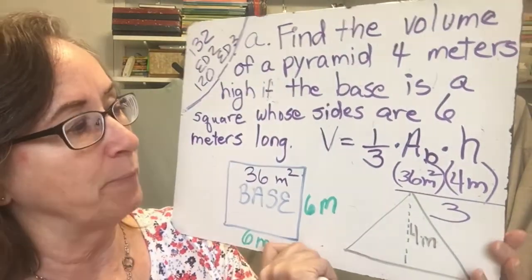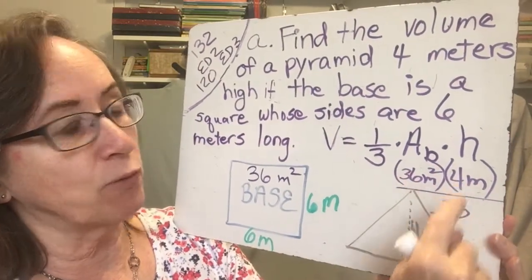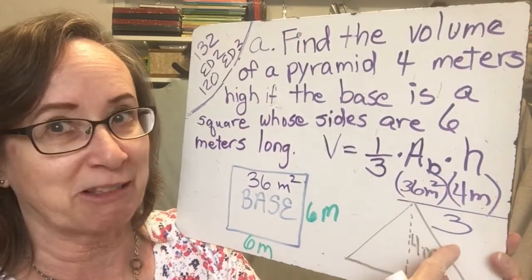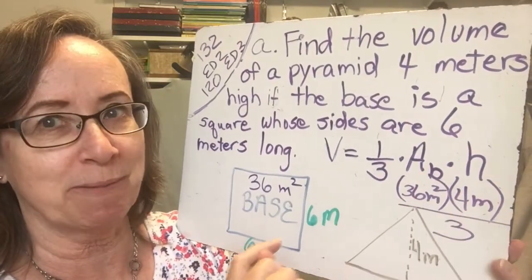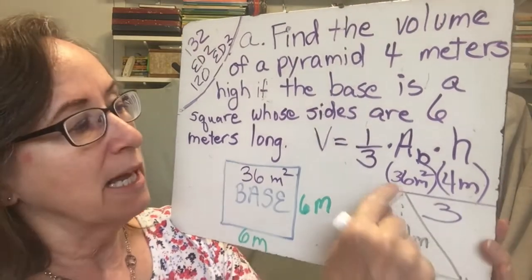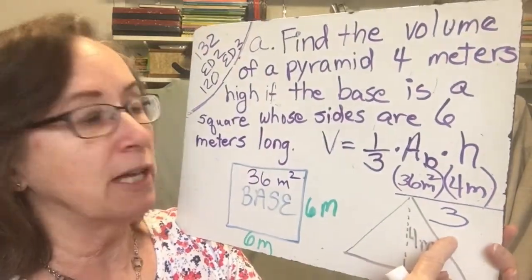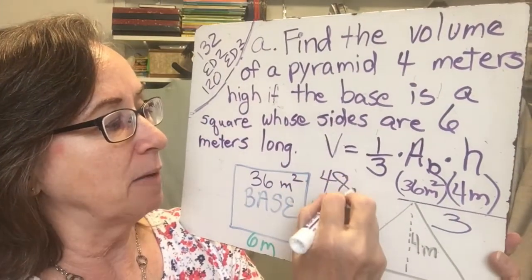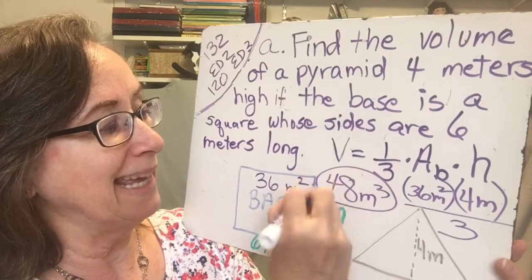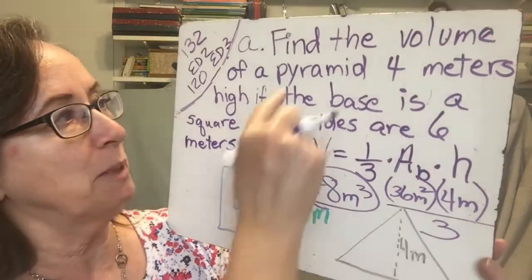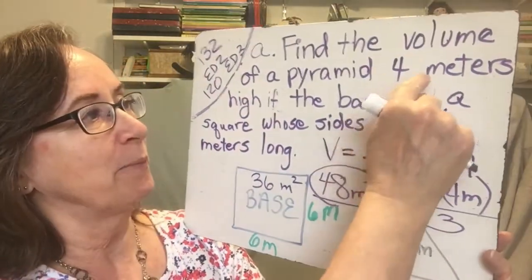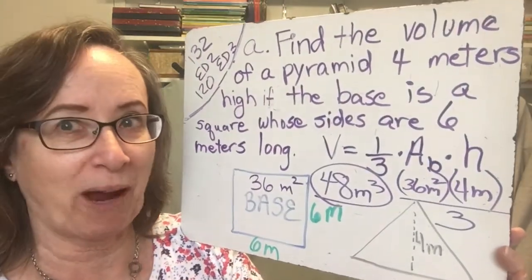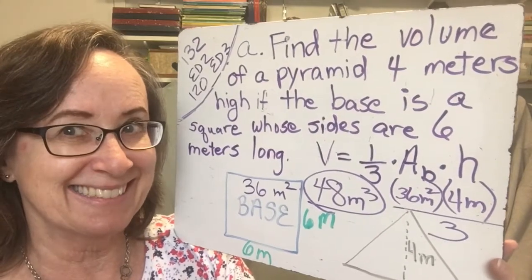That's volume, isn't it? So we've got 36 times 4 divided by 3, but wouldn't it be faster and easier if we did 36 divided by 3 and then times 4? That would keep the numbers smaller, wouldn't it? So 36 divided by 3 is 12. 12 times 4 is 48. So we have 48 meters cubed is the volume of the pyramid whose height is 4 meters and whose base is 6 by 6 square. Did you get it right?